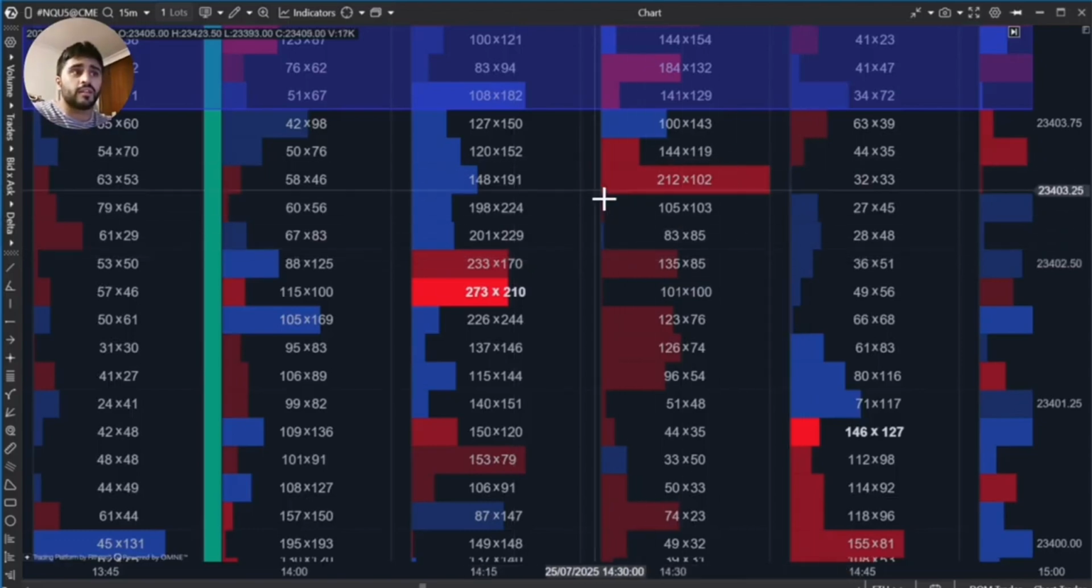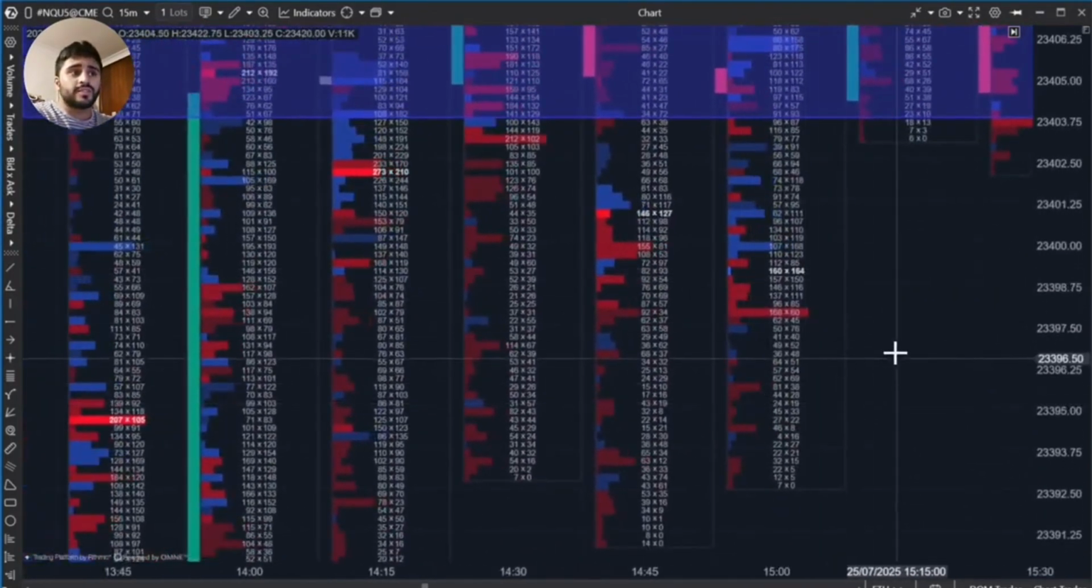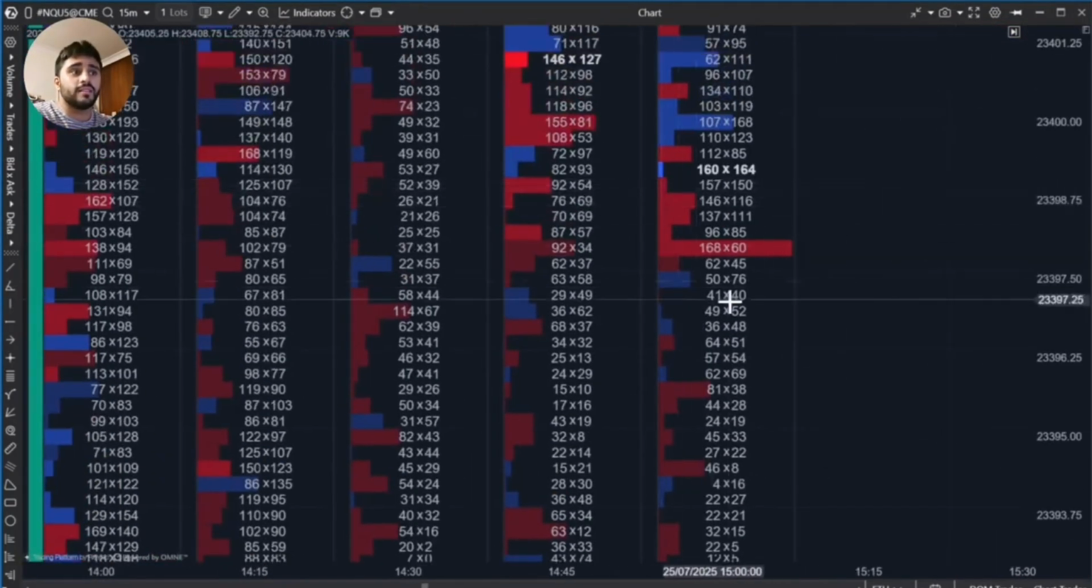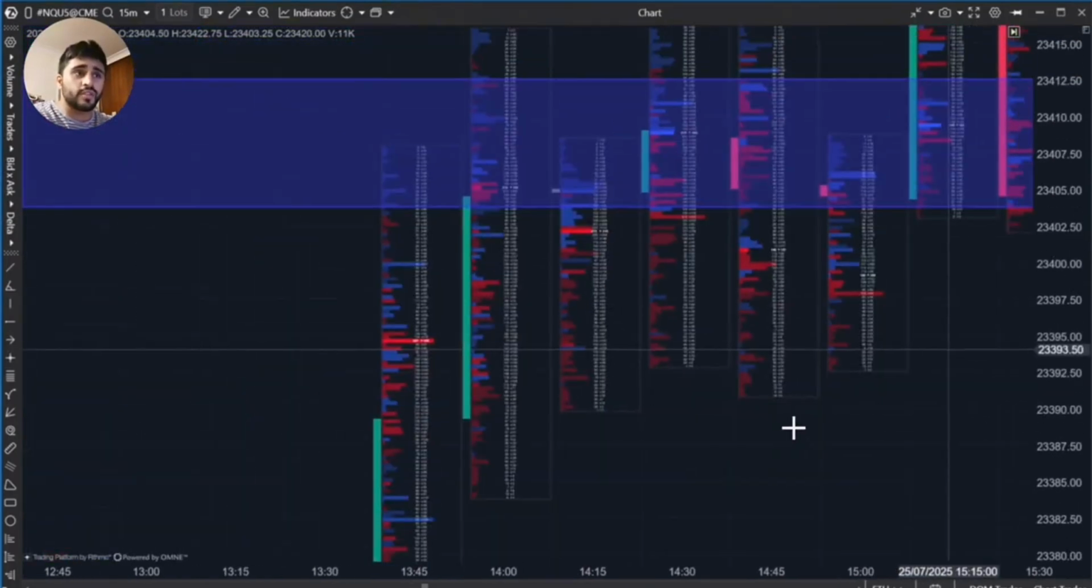You see the same thing over here, 212 for 102. That's more than double, right? That's a 2x difference between the aggressive sellers and buyers. You see the same thing over here. You see 160, well, if I've zoomed in, you see 168 for 60. So you're seeing a lot of aggressive sellers inside of this region.